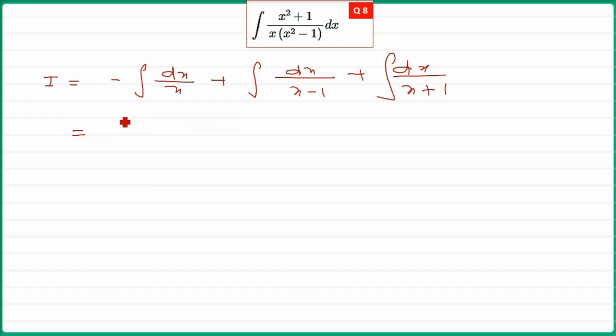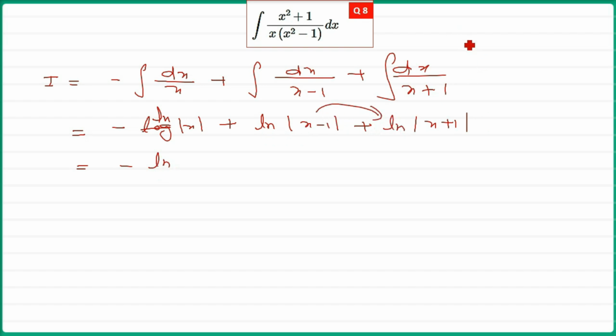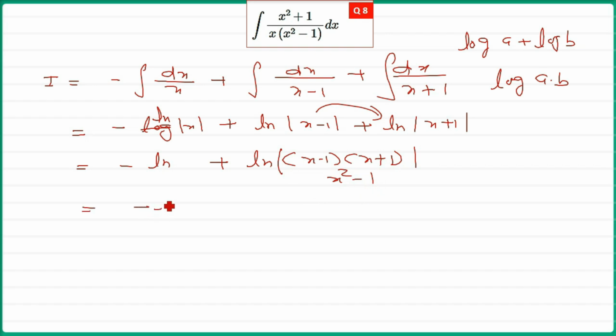So the integral of dx by x + 1. First it became negative log modulus x, because 1 by x integrates to log x. Here also, whenever I say log, you must consider it to be ln, which is log base e. Now we have two plus terms and one negative term. Log a plus log b gives log of a multiplied by b. So then let's write plus ln of (x − 1)(x + 1), which will be x² − 1. Now we have ln(x² − 1) minus ln x.